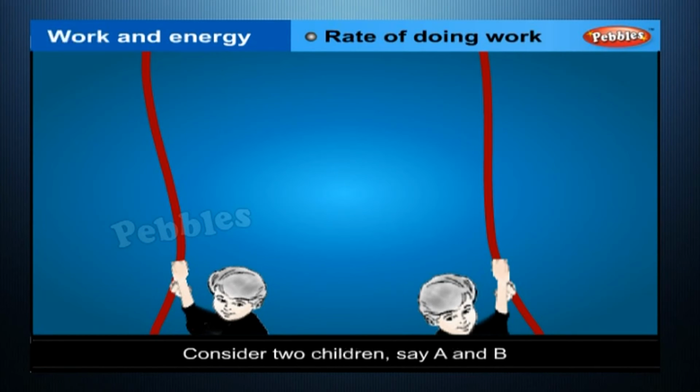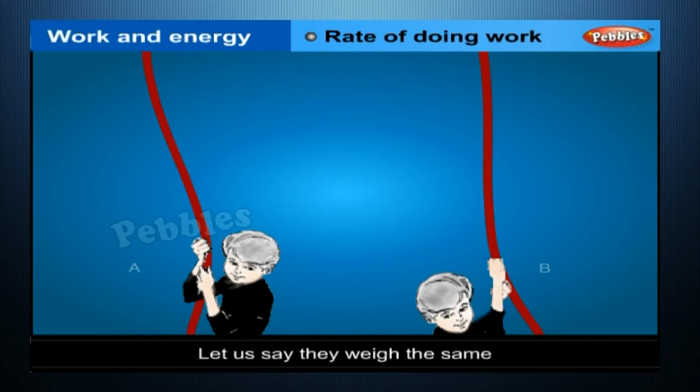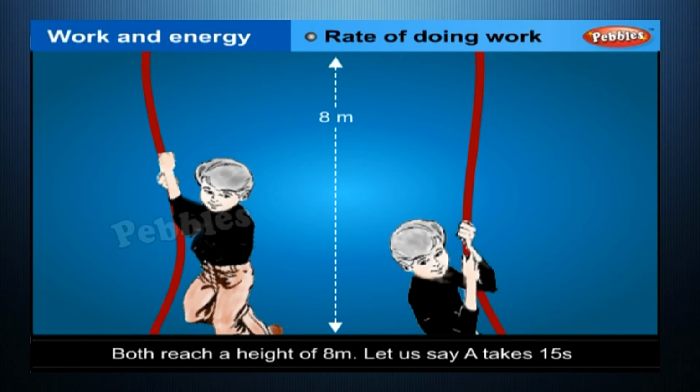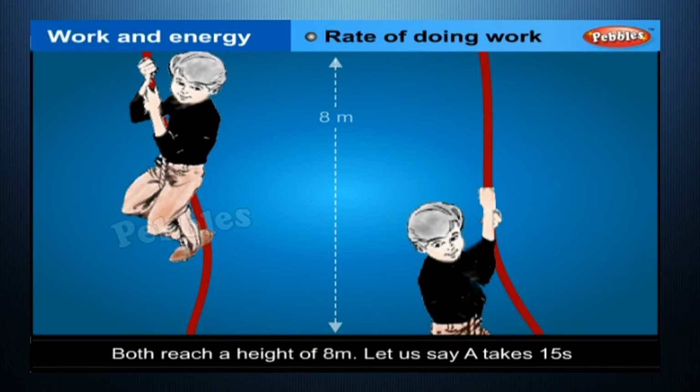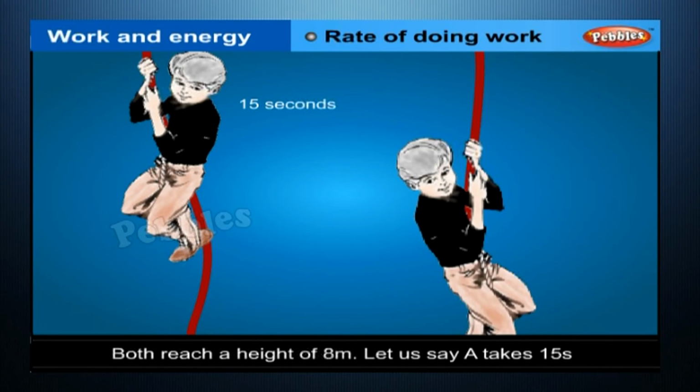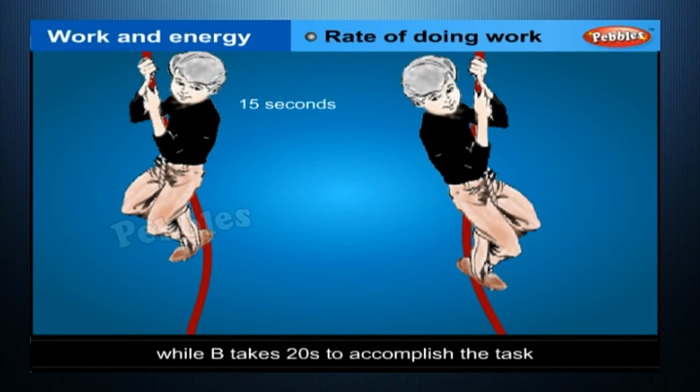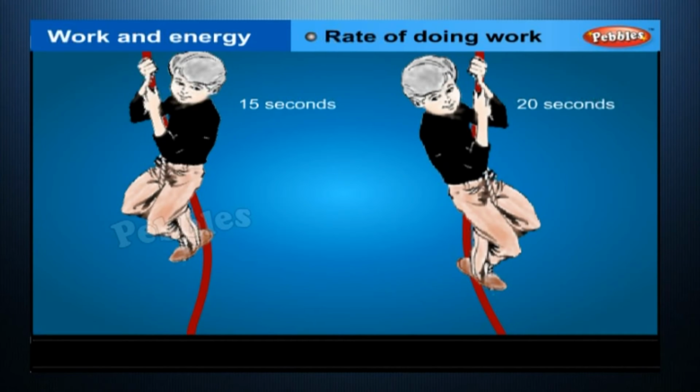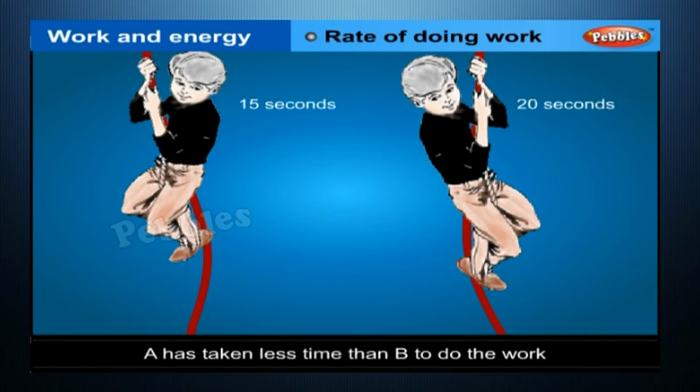Rate of doing work. Consider two children, say A and B. Let us say they weigh the same. Both start climbing up a rope separately. Both reach a height of 8 m. Let us say A takes 15 seconds while B takes 20 seconds to accomplish the task. What is the work done by each? The work done is the same. However, A has taken less time than B to do the work.